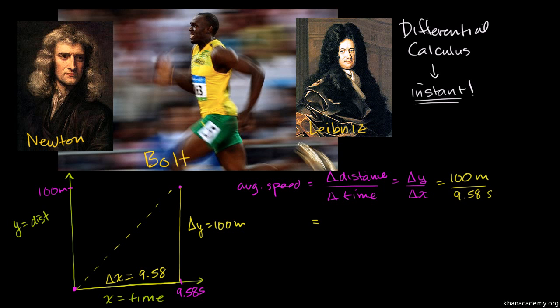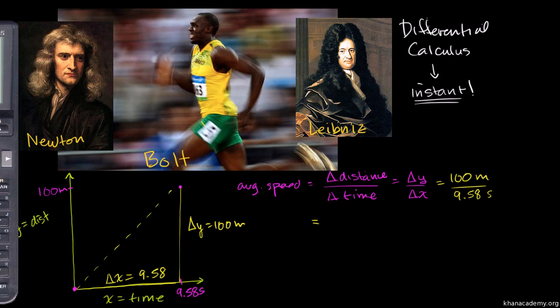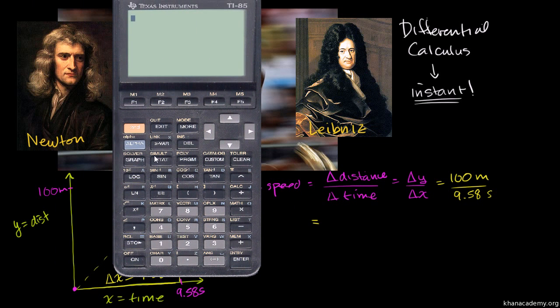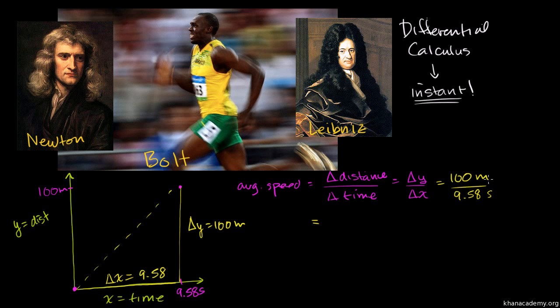Let me get the calculator on the screen. So we're going 100 meters in 9.58 seconds. So it's 10.4. I'll just write 10.4. I'll round to 10.4. So it's approximately 10.4. And then the units are meters per second. Meters per second. And that is his average speed.